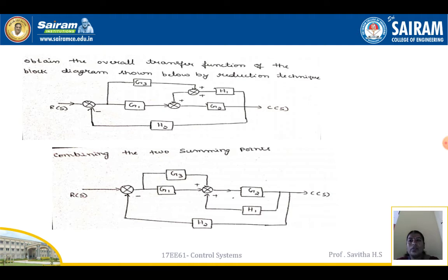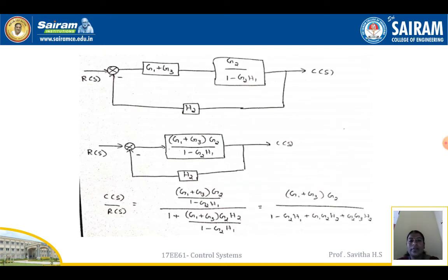Obtain the overall transfer function of the block diagram shown below. Again here, combining the summing point, we can reduce the block diagram as G1 plus G3 into G2 divided by 1 minus G2 H1 plus G1 G2 H2 plus G2 G3 H2.